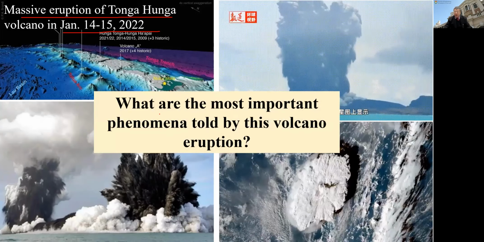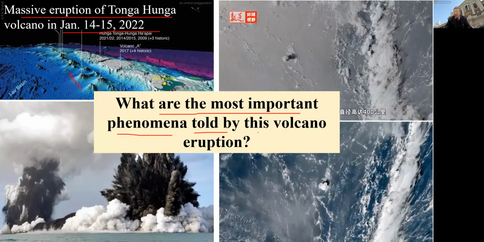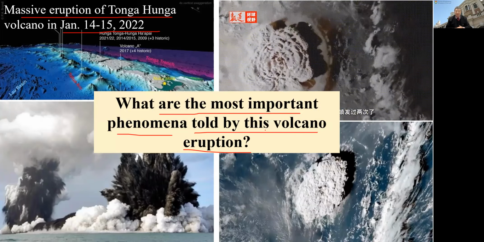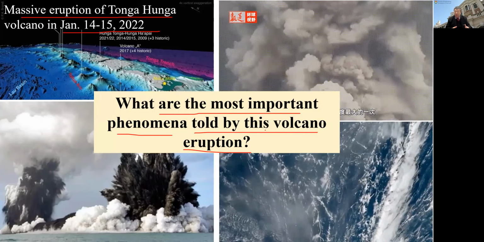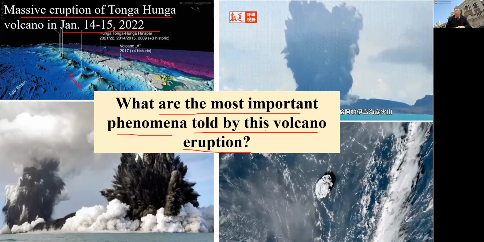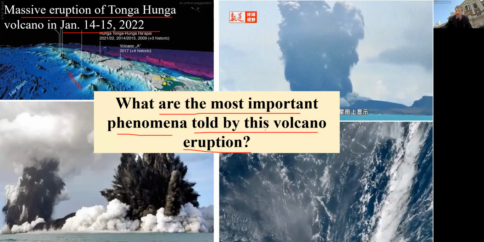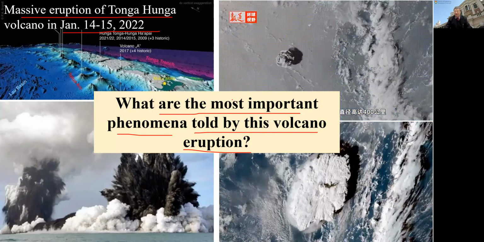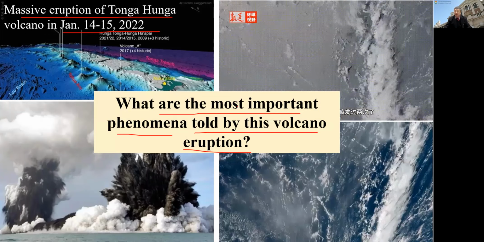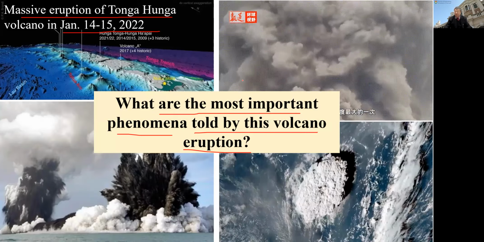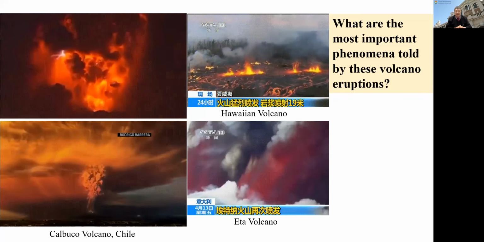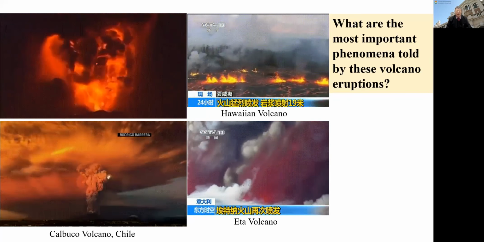So what are the most important phenomena taught by this volcano eruption? Of course, the gas and ash, and what else? The chamber that stores the gas before eruption. That's important. So what are the gases? There might be H2O, CO2, but they are the changes.